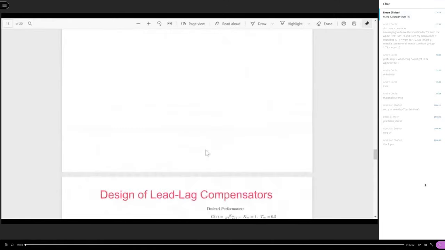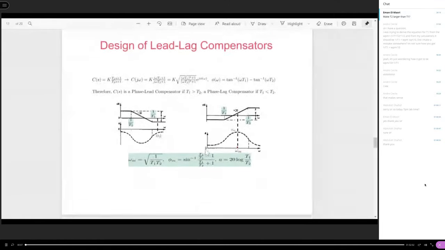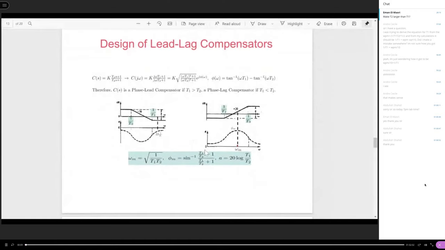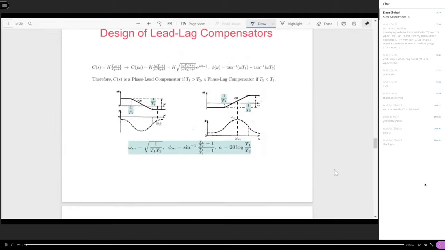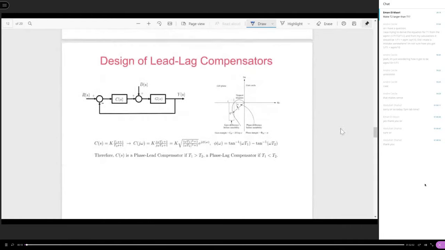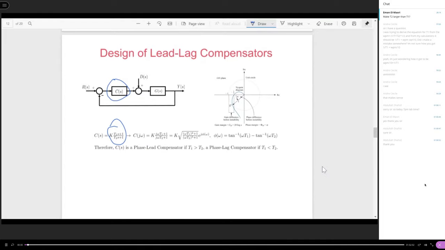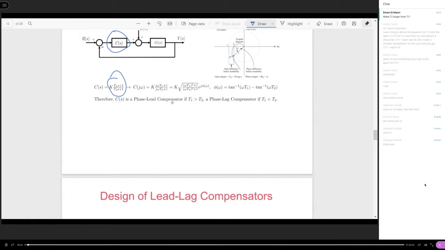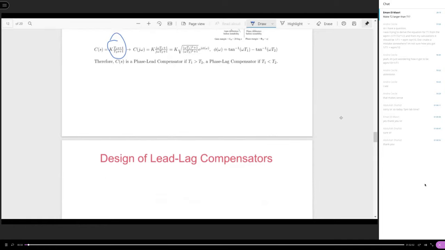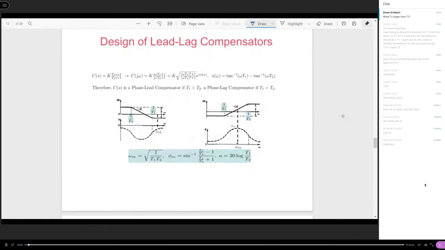Okay. Yeah, so remember where we are. In the last class, we said that we're going to restrict the controller to be parameterized by a first order compensator that depends on the T1, T2 values. And we're going to have a phase lead compensator or a phase lag compensator, right?